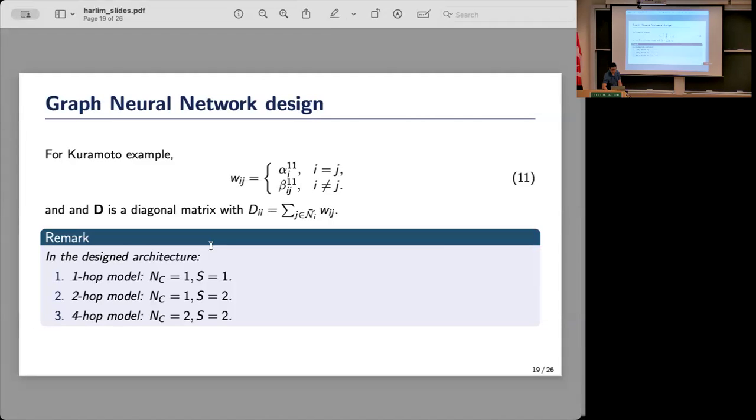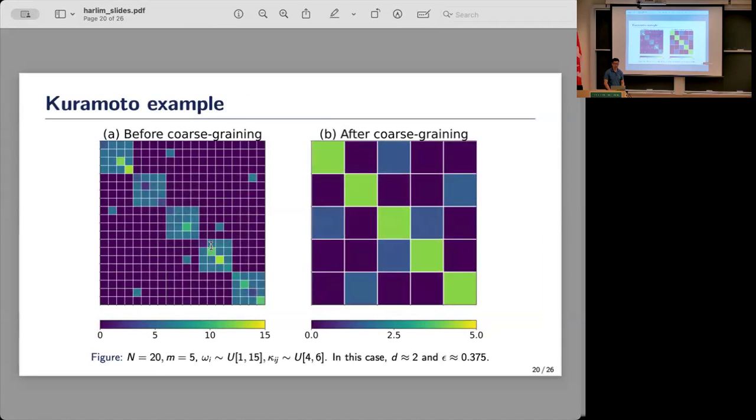So let's check, does this actually make sense? Numerically, does it even work? We go back to the Kuramoto example. In this case, we test on the true network, where the true Kuramoto model is 20 dimensional. This is before coarse-graining. The parameter omega i that you asked me about before and kappa ij are randomly sampled from this distribution. Once we coarse-grain it into 5 elements, you're averaging 4 elements into the 2 dimensions.